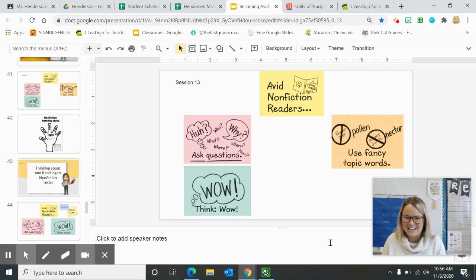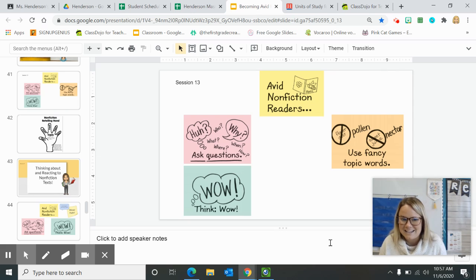You even had a chance to use sticky notes with Miss Brewer and to start talking about those fancy words, those big topic words like pollen or nectar that we read in our All About Bees books. Today, boys and girls, we're going to start talking about something new.